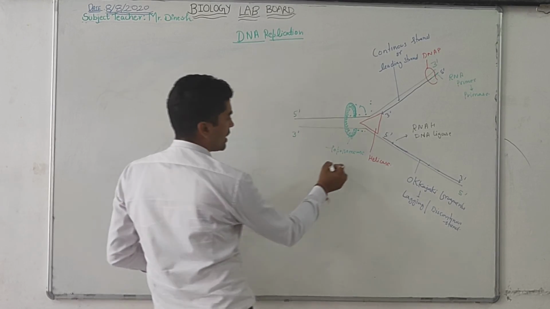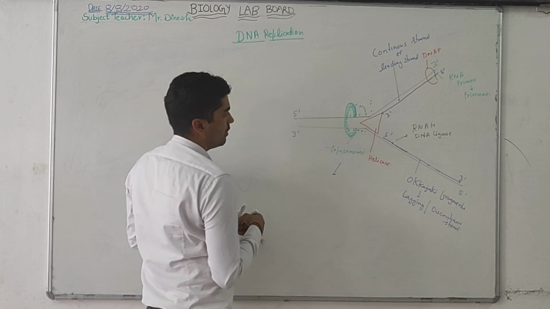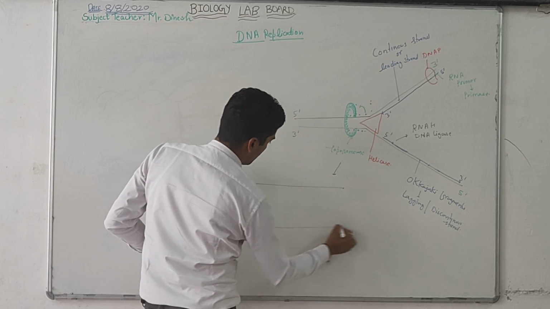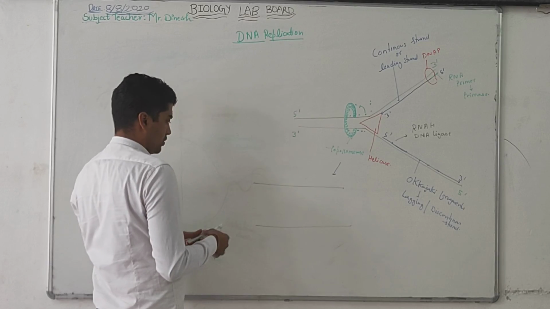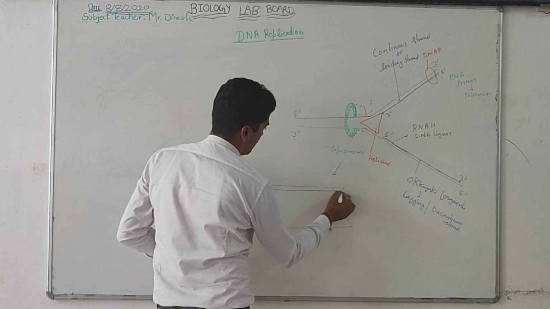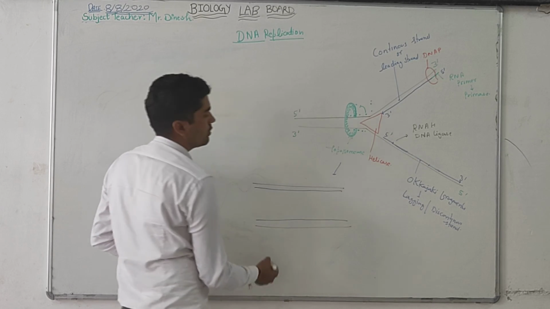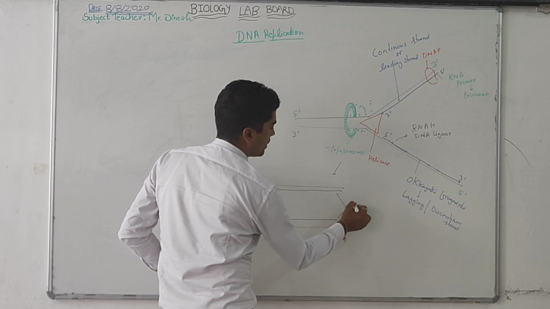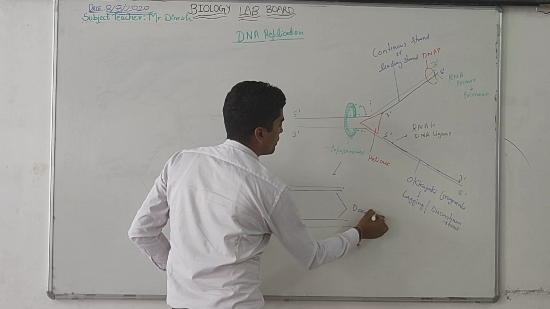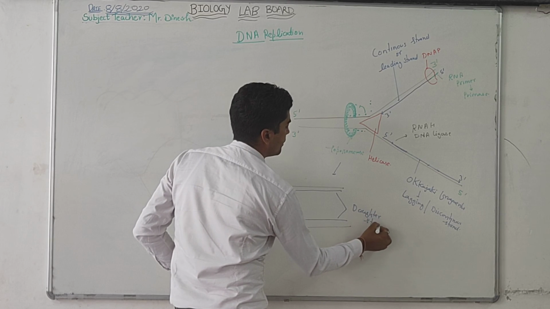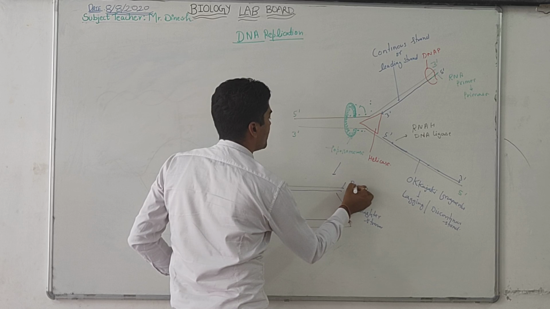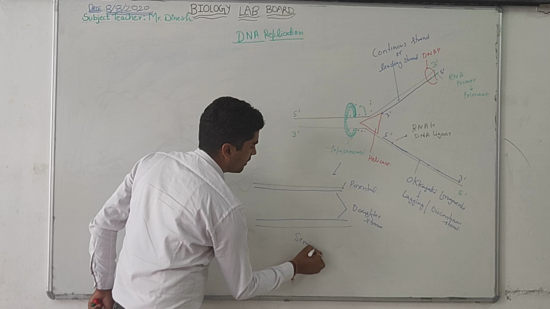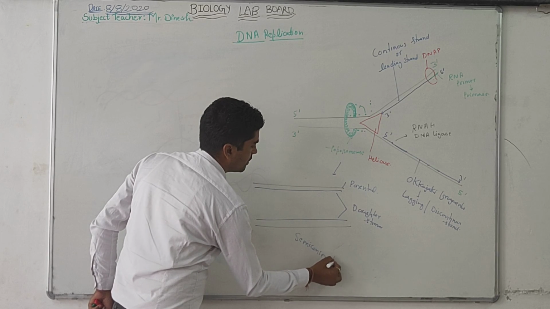So after this replication, we will have 4 strands: 2 parental and 2 new strands. So this is semi-conservative. These are newly formed, meaning daughter strands, and these are parental strands. So this is the semi-conservative mode.